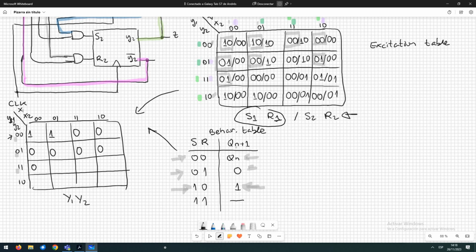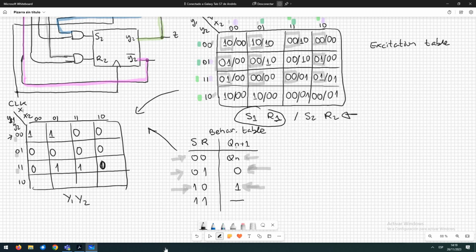If we have a 1 in the current state and we receive a 0, 0, we are keeping the state, so we have the same 1. If now the input is 0, 0 here, we keep the state, we have a 1. And here the input of the base table is 0, 1. With 0, 1 we reset the system, so the output is 0, the next state is going to be 0.